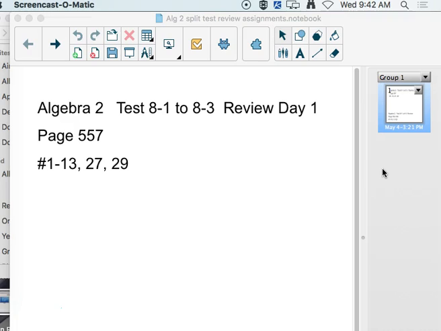So get a good start on it. You definitely are doing really well with the inverse and direct variation. But lock it in by doing this assignment right now.